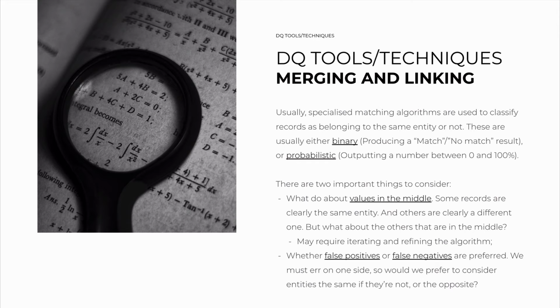Think of it as the following. You have three areas, right? Absolute match, absolute non-match, and then the middle one. And what you want to do is minimize the middle area and expand the other two.